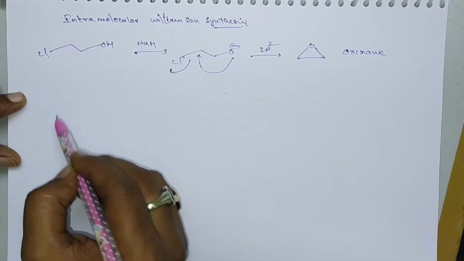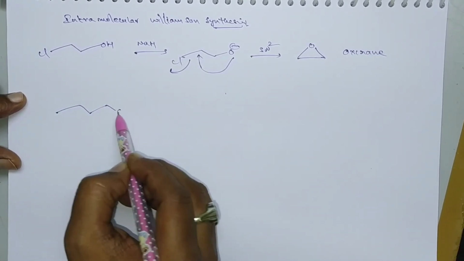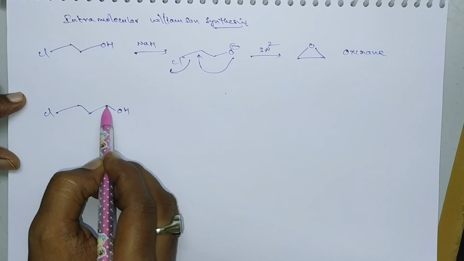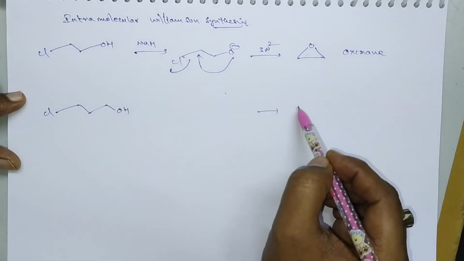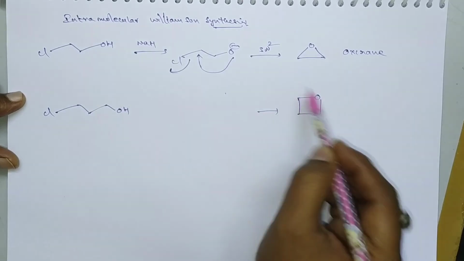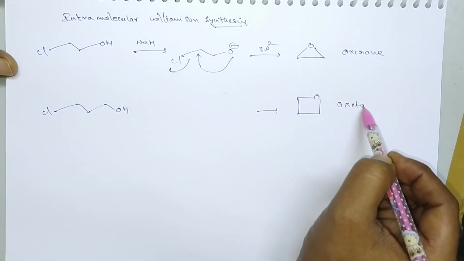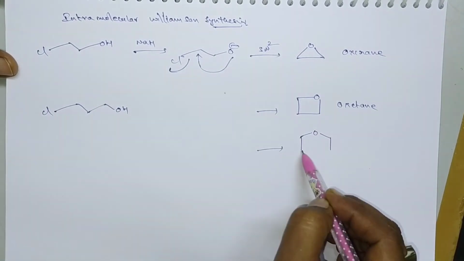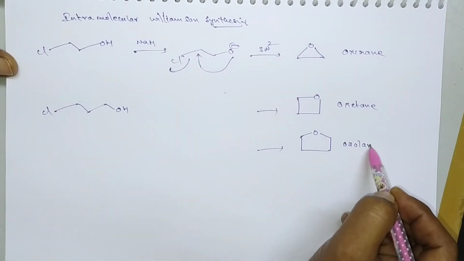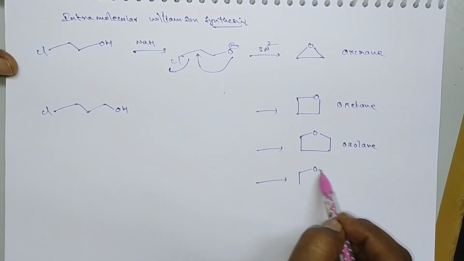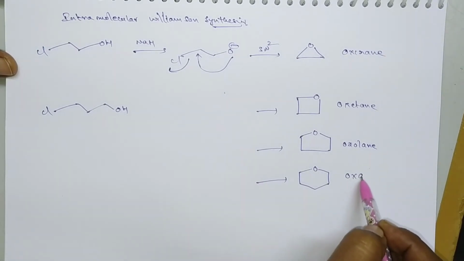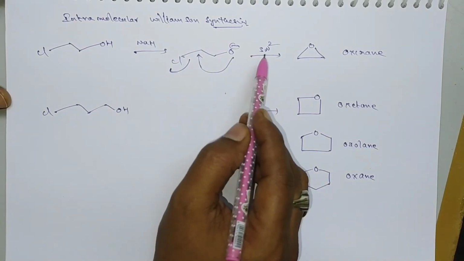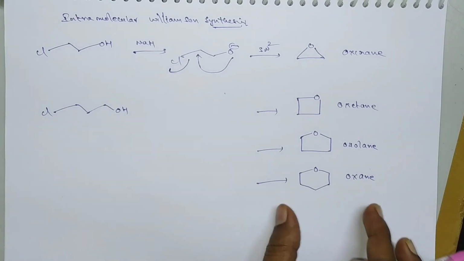Suppose you increase the homologous series like this by increasing carbon, one more carbon is here. Here only 2 carbons are there, but here 3 carbons are there. If you increase the number of carbons, we can increase the ring size also. So here we can produce a 4-membered ring. This is called oxetane. Again by increasing another carbon, we can prepare a 5-membered ring, that is called oxolane. And the 6-membered ring is called oxane. So in this way we can prepare cyclic ethers by using intramolecular SN2 reaction.